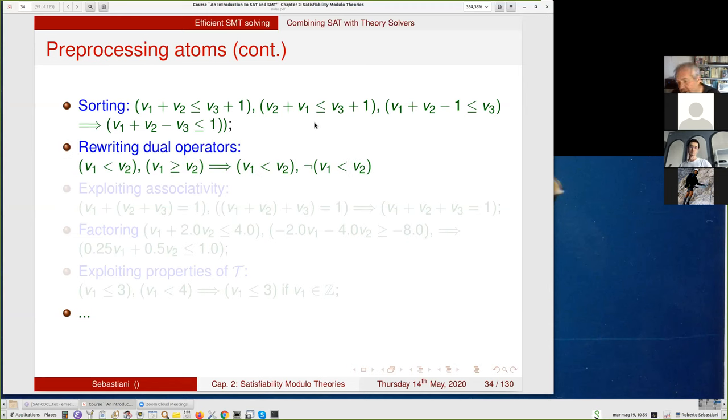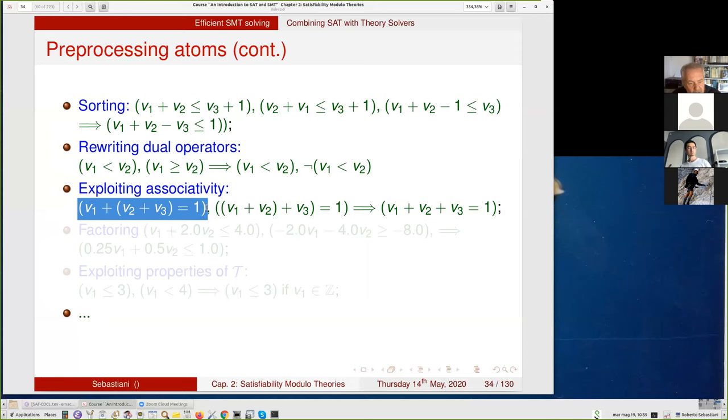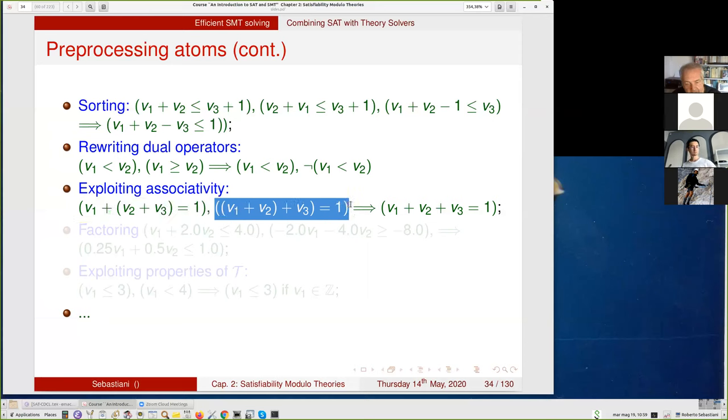You always remove Boolean operators. So if you have V1 smaller than V2 or V1 greater equal than V2, just rewrite them as V1 smaller than V2 and not V1 smaller than V2. So these are recognized to be one the negation of the other. You exploit associativity. These two atoms are syntactically different, but they are semantically the same, right? So exploit the associativity.